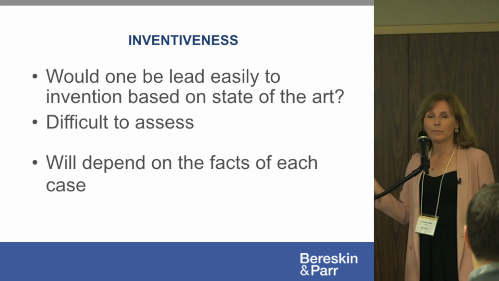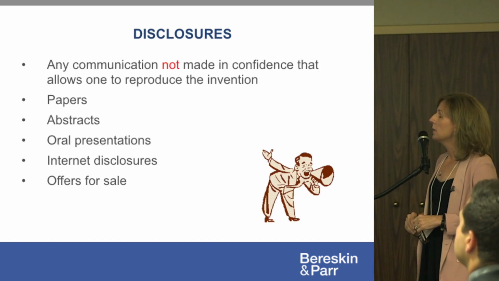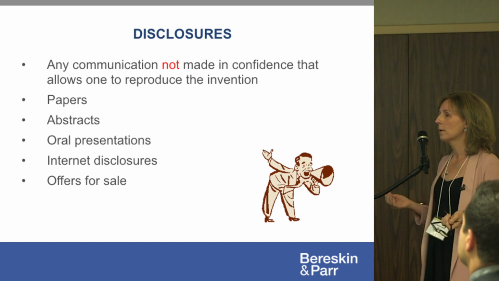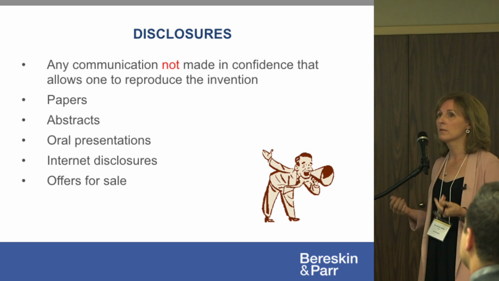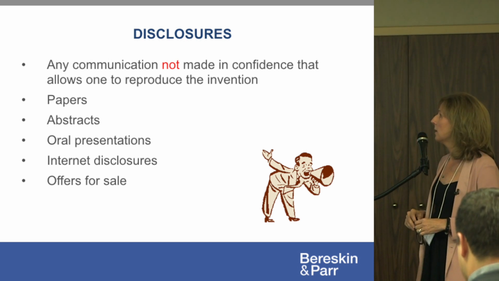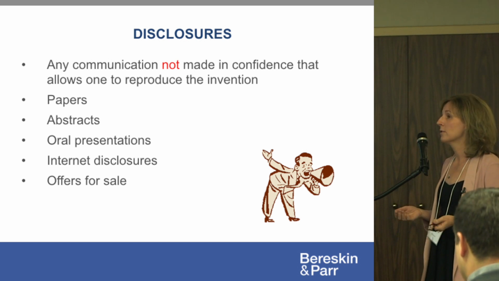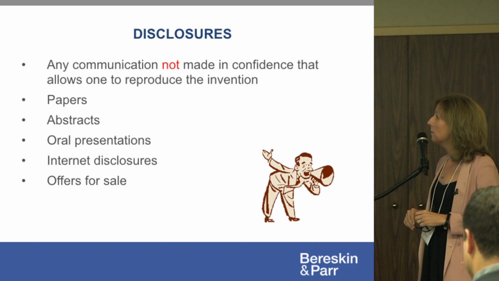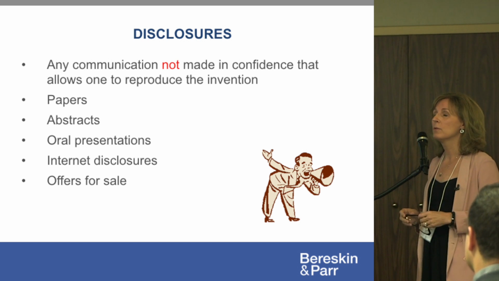So we've already talked about what can be a disclosure. Obviously, what we're going to be looking at in patent searches are disclosures in patent applications, but basically any disclosure is any communication that is not made in confidence that allows someone to reproduce your invention.